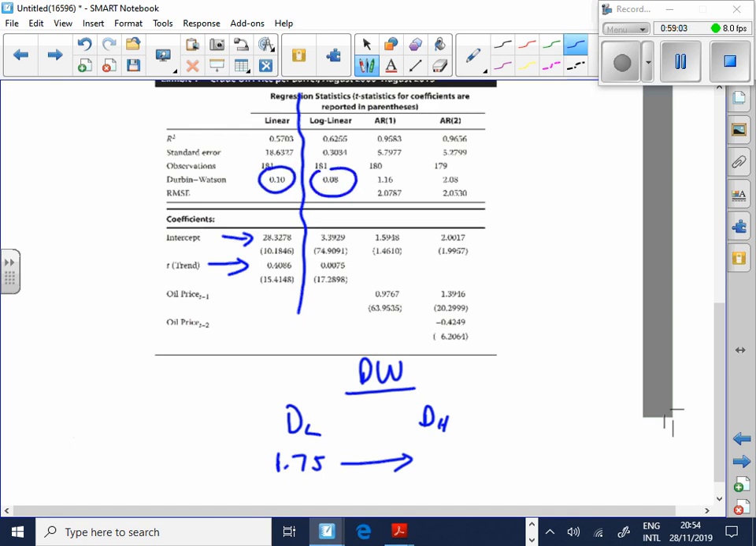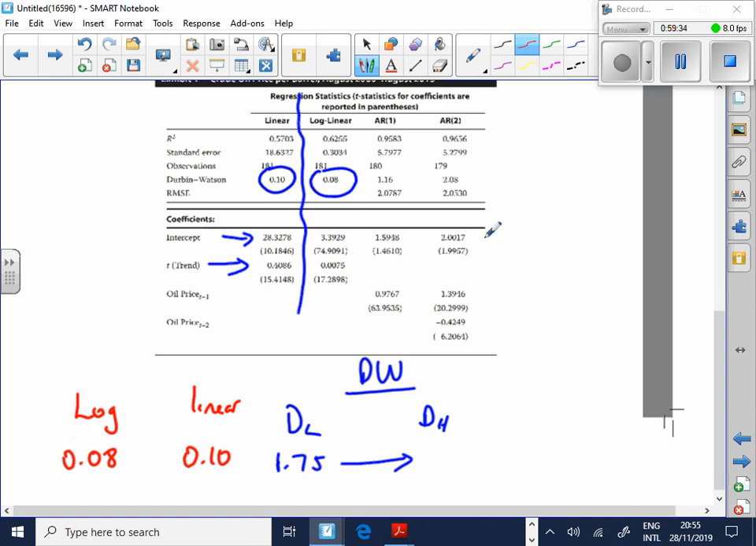So for linear, there's log linear and there's linear. And where do they sit? Log linear is well below the 1.75 lower level. You happy with that? And linear is also well below the level as well. You happy with that? So remember, as it starts to get close to 0, what do we say, guys? Positive serial correlation, isn't it?